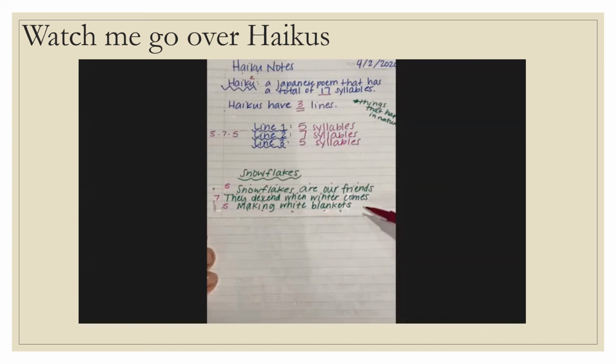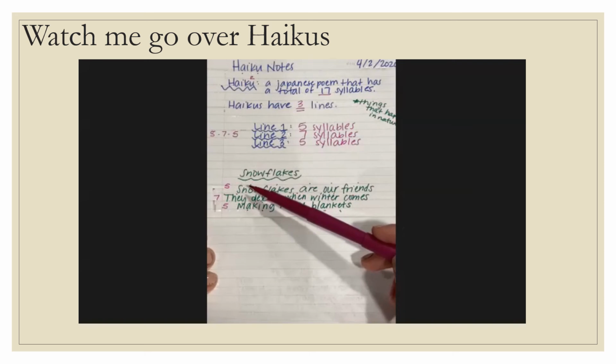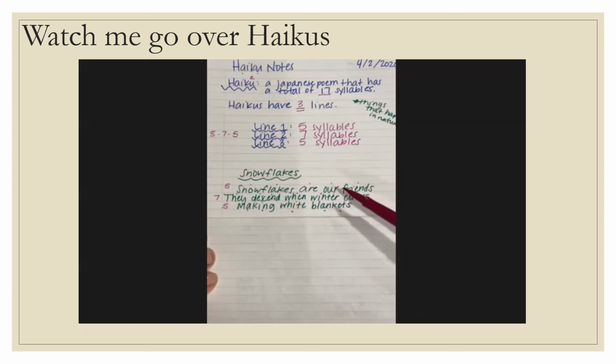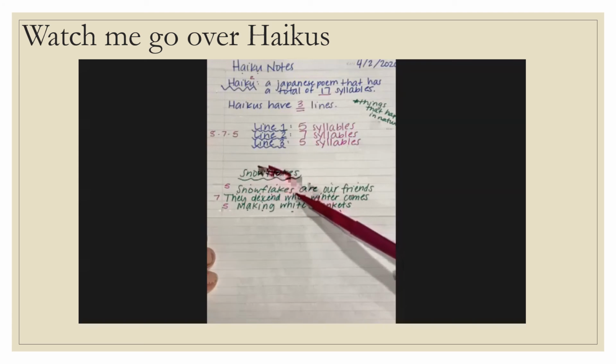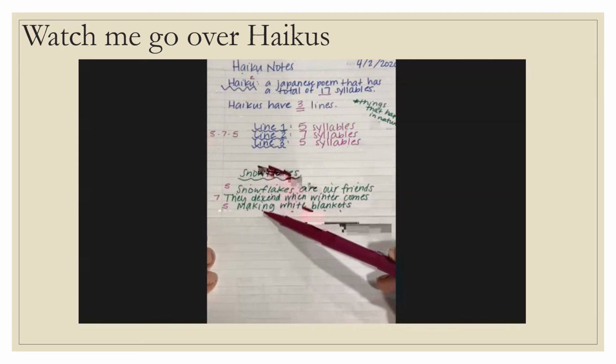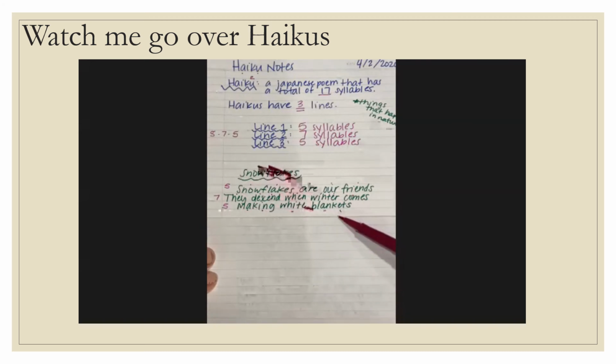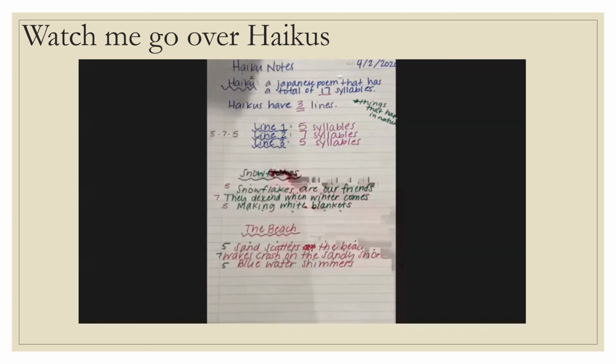5, 7, 5. And as you can see, I put little dots up here to remind me, am I really on track with syllables? 1, 2, 3, 4, 5. 1, 2, 3, 4, 5, 6, 7. And down here, 1, 2, 3, 4, 5. Total 17 syllables, right? Okay, and that's about snowflakes. That's something that happens naturally in nature, okay? Let's look at the next one.